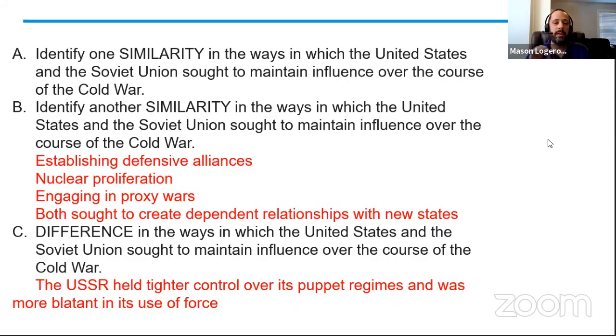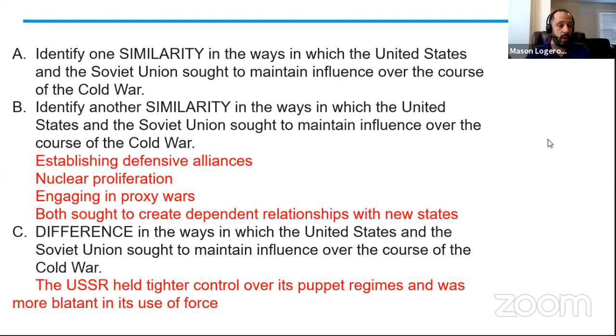So if you didn't watch yesterday's lesson, make sure you go back and do that. But the questions he left for y'all, we're looking at similarities and differences in ways that the United States and the Soviet Union tried to maintain control of their allies during the Cold War. So letters A and B were basically the same question. Identify one thing, identify another example. So under letter B, here are a couple of examples of similarities in the way the United States and the Soviet Union sought to maintain control.